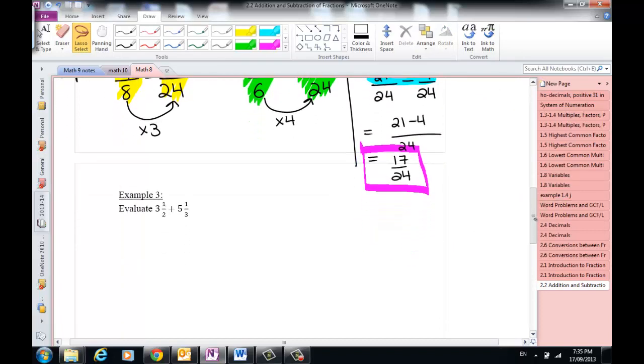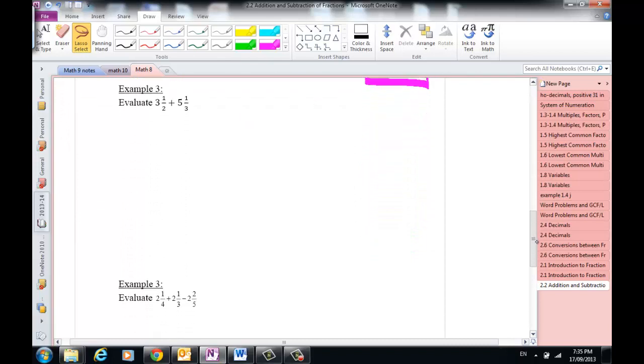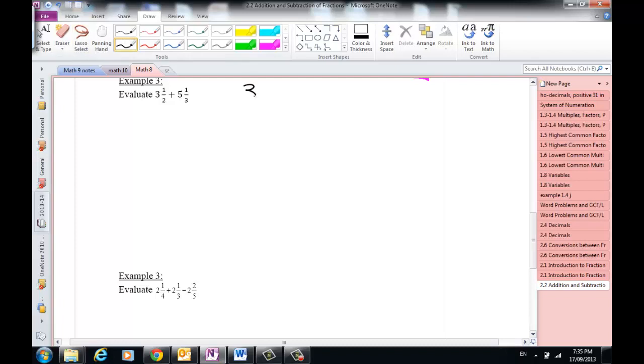Alright, so I've got 2 more examples, a little harder. They're involving mixed numbers now. So remember that 3 and 1/2 can be rewritten as 3 plus a half. So if I want to add these things together, I have 3 plus 1/2 plus 5 plus 1/3.